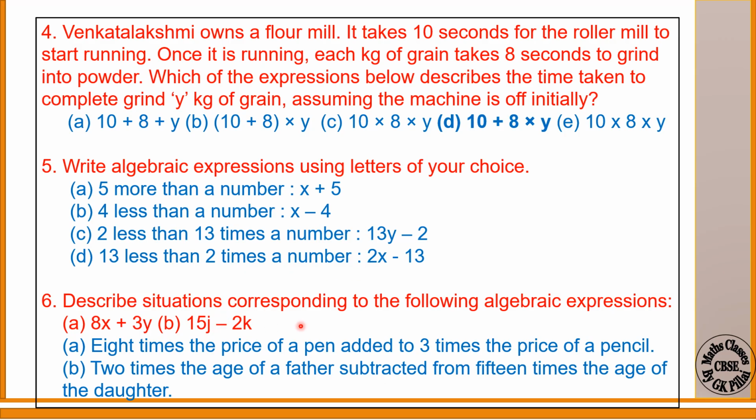Describe situations corresponding to the following algebraic expressions. This is just opposite to this. You have to guess what it is. 8 into x plus 3 into y. You may decide something else also. 8 times the price of a pen added to 3 times the price of a pencil. The next one, 15 into j minus 2 into k. 2 times the age of a father subtracted from 15 times the age of the daughter. So 15 into j will be the age of the daughter, and 2 into k will be the age of the father.